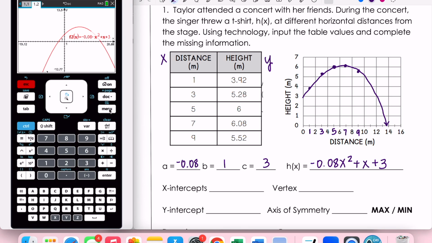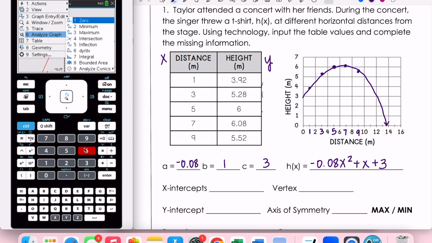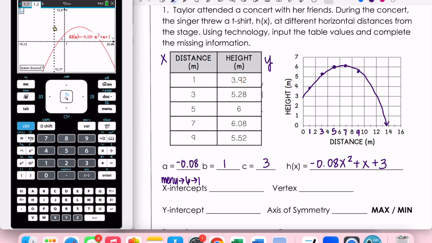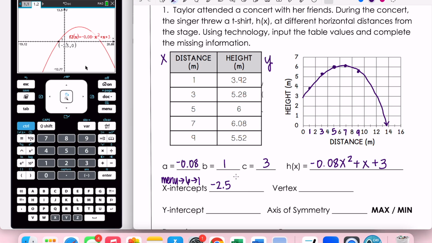So we're going to go ahead and press menu, 6 to analyze graph, and remember our x-intercepts, again, are menu, 6, 1. So I'm going to go ahead and press 1 for zero. I'm going to look at my first x-intercept. I'm going to place that dashed line on the left side of my x-intercept. I'm going to press enter and then scroll over. So here my first x-intercept is at negative 2.5.